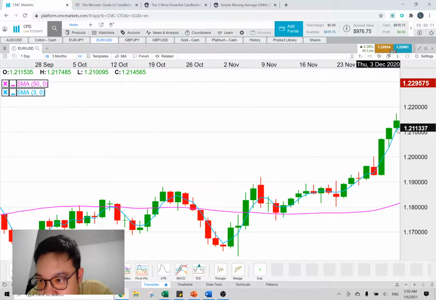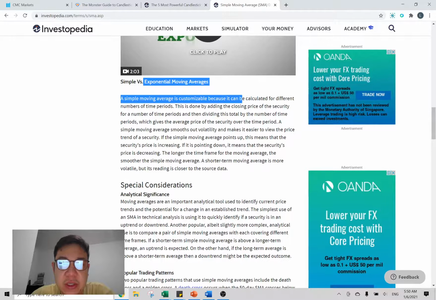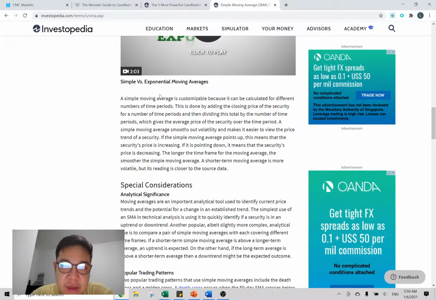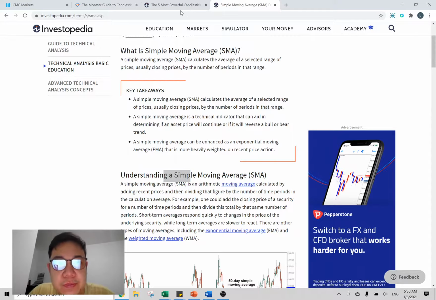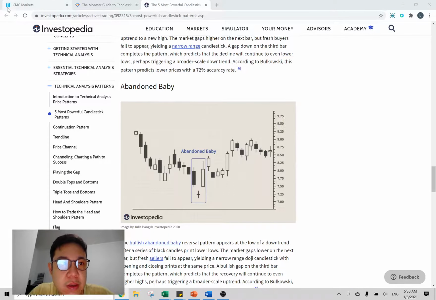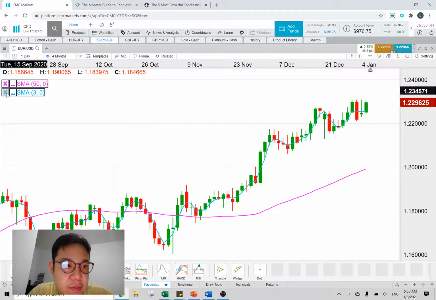Okay, if you still cannot understand, then you can go read up on this one, but it's quite simple lah. Exponential moving average is heavier weightage on the latest pricing, but you can go read up. I don't use it. It's simple. Just using SMA is good enough. So that's for moving average.